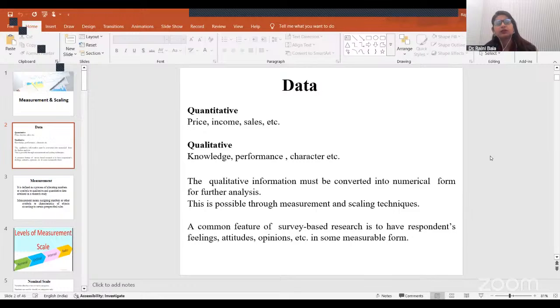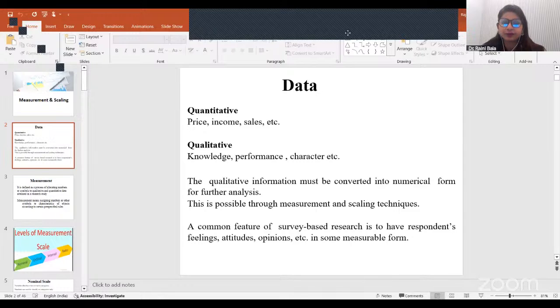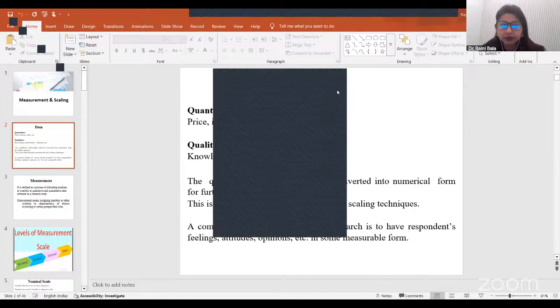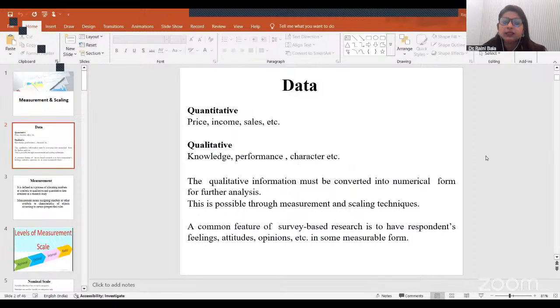You might have quantitative information as well as qualitative information. It depends upon your objectives, right? Is it clear? Then the qualitative, as I told you, you have to convert into numerical.